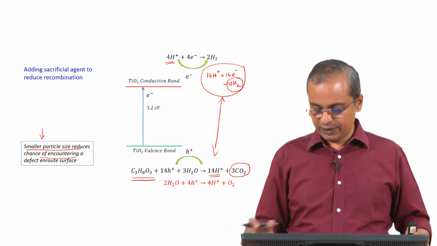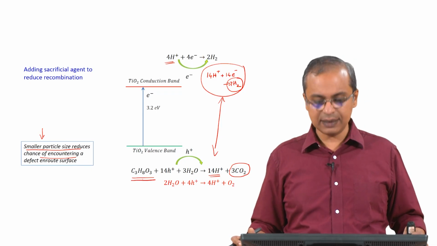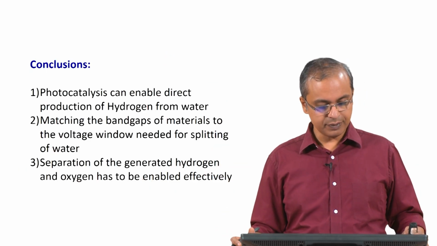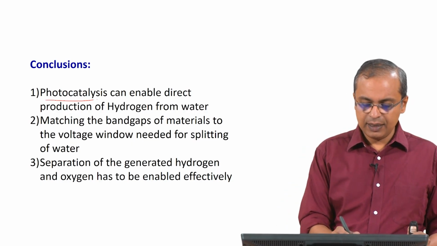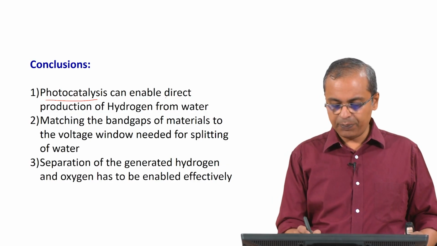So, this is a set of things that we can do, and a lot of possibilities are there. Extensive research goes on in photocatalysis, and it is something that you can definitely look at in the literature. So, to conclude, photocatalysis can enable direct production of hydrogen from water, and that is the important thing here.